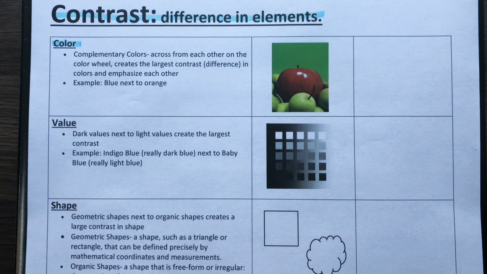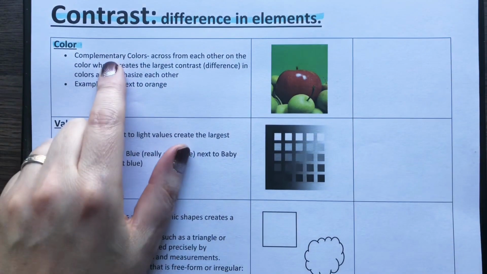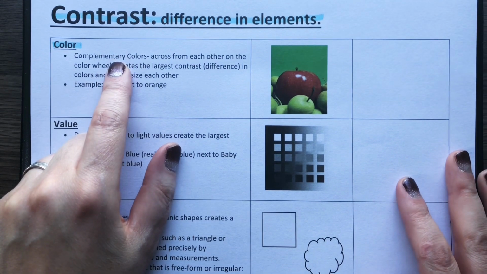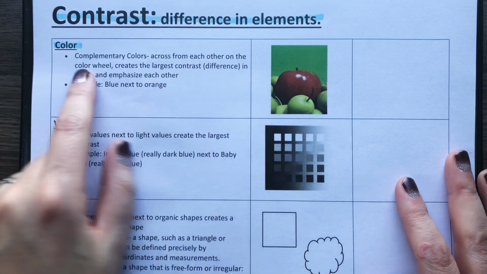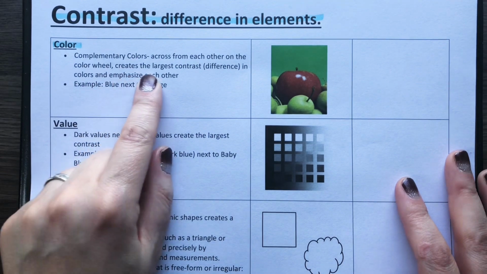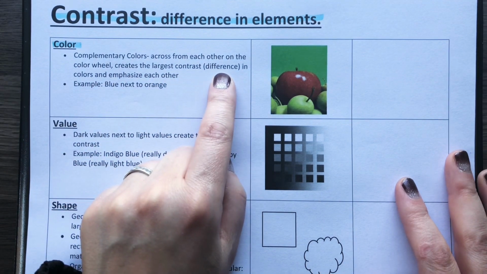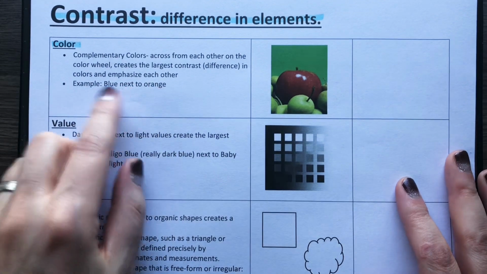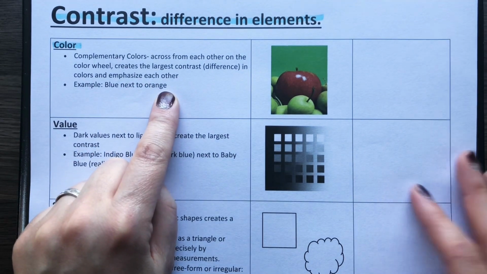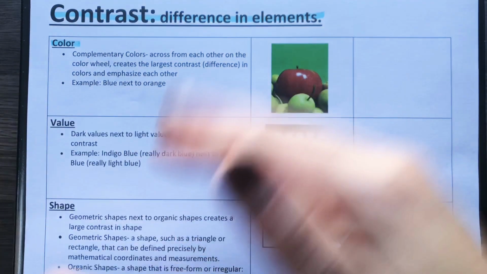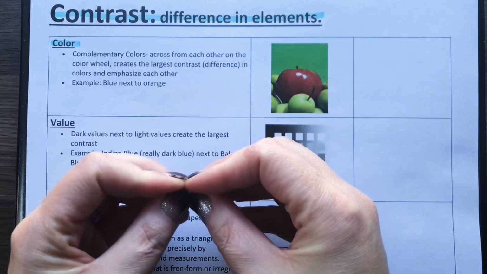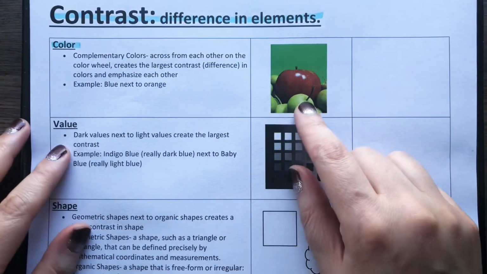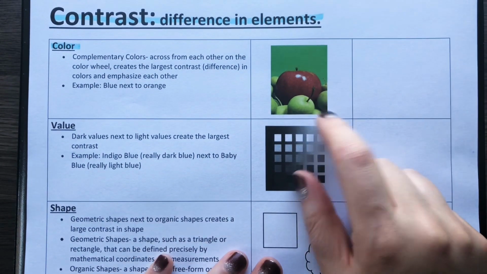You are going to use, at least for this example, complementary colors. So remember, complementary colors are across from each other on the color wheel. It creates the largest contrast or difference in colors and emphasizes each other. So if you use colors like blue and orange, they're across from each other on the color wheel, and if you put them next to each other, they will make the other one stand out. So you can see an example of this that I've provided for you.